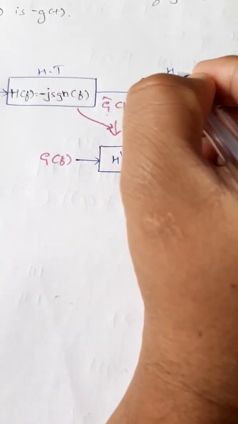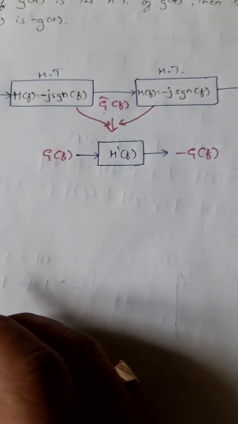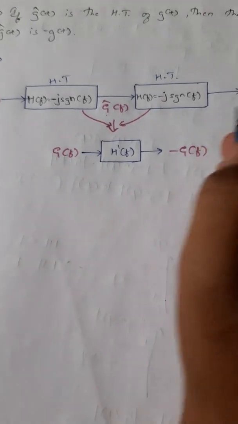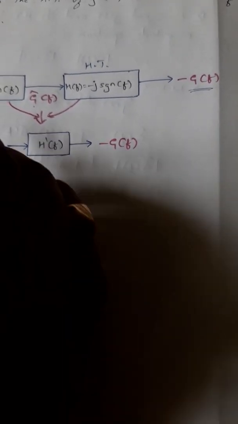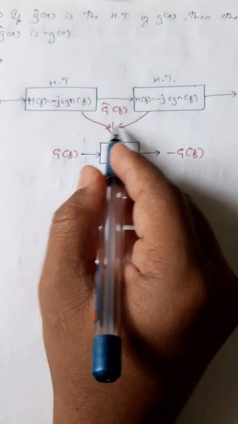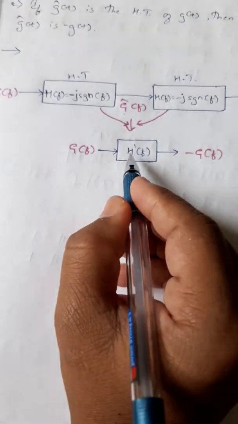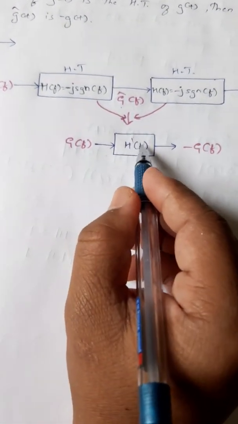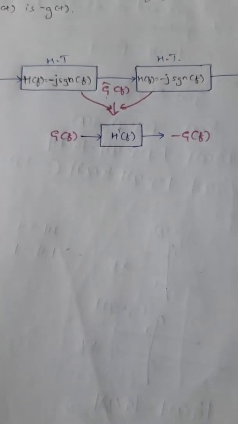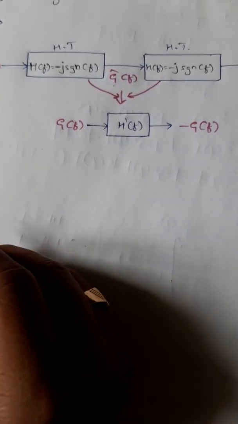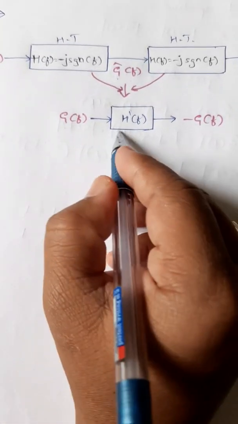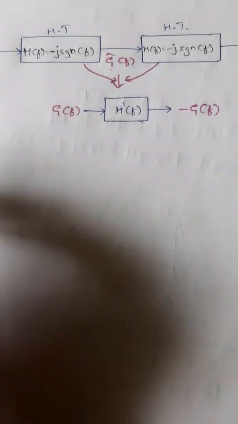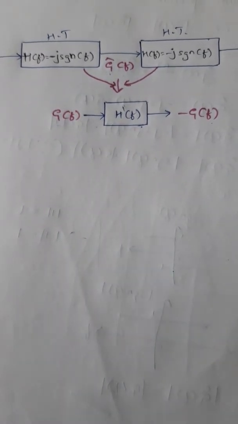Again, I'll pass it to another Hilbert transform system. Now I have to prove that it is minus g of f. So together, I have combined both the Hilbert transforms and I am going to name it h dash of f, h prime of f. Now I have to prove that if I pass g of f through h prime of f, I am going to get minus g of f.